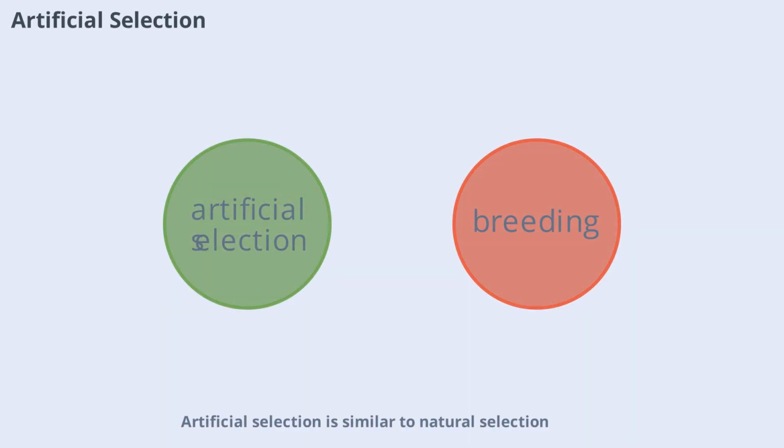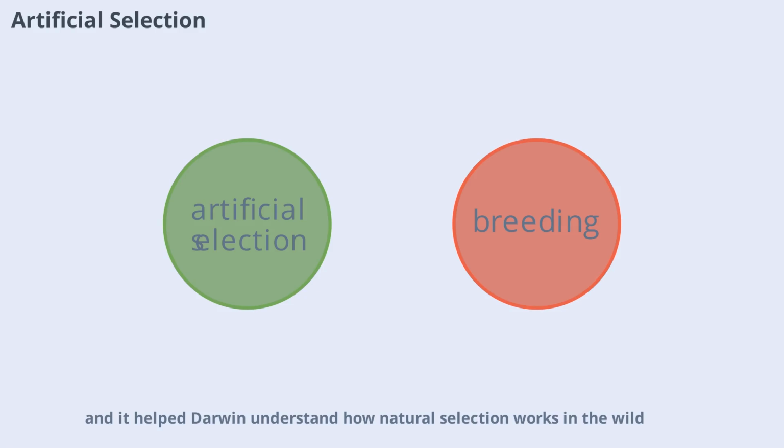Artificial selection is similar to natural selection, but humans choose which traits to promote. For thousands of years, people have bred plants and animals for desirable characteristics like bigger fruit or friendlier pets. This process shows how selection can rapidly change a species, and it helped Darwin understand how natural selection works in the wild.